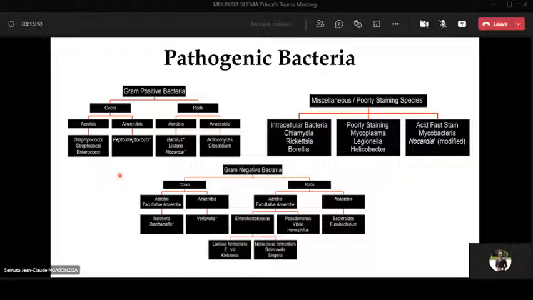Also the vaccine or other mechanisms of prevention of the pathogen. So we have the category of gram-positive, either bacilli or cocci. We have gram-negative bacteria, which also include cocci and bacilli. In gram-negative we have many pathogens among the bacilli, while gram-negative cocci are very few.